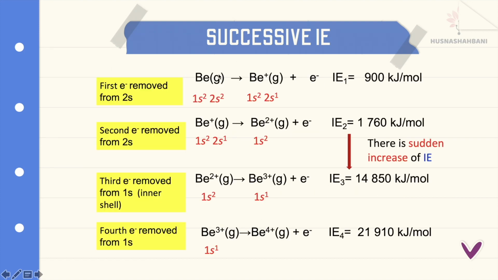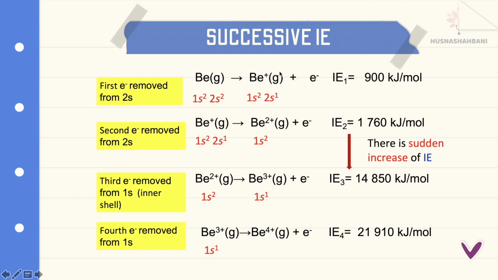Okay, example: a Be atom in gaseous state becomes Be+ in gaseous state. This is the first ionization energy. This is the electronic configuration of the Be atom, 1s2 2s2. You want to remove one electron, so 1s2 2s1. This is the electronic configuration for the Be+ ion. The ionization energy required is positive, 900 kilojoules per mole, because you're removing 1 mole of electrons.